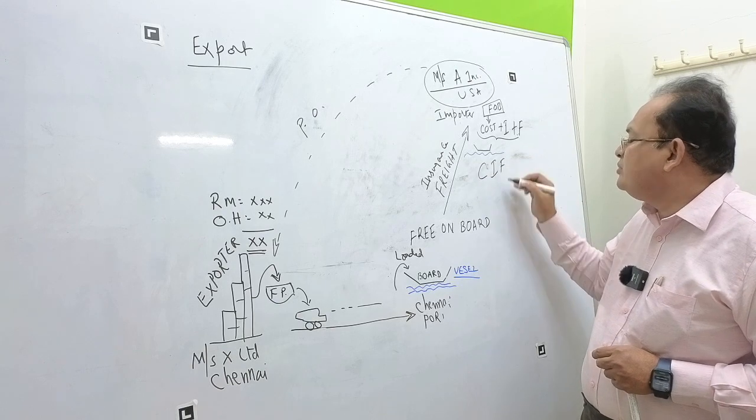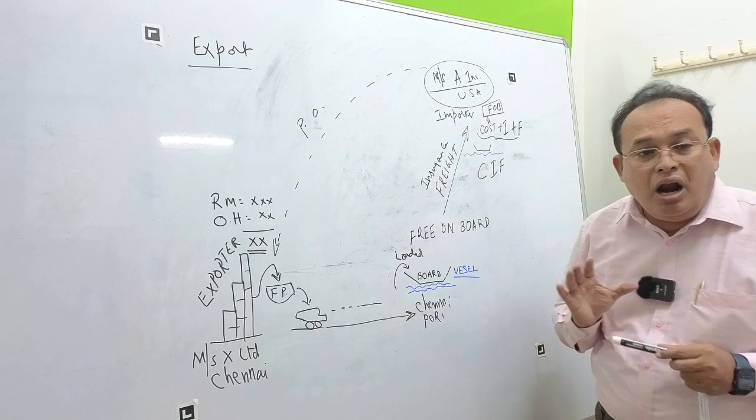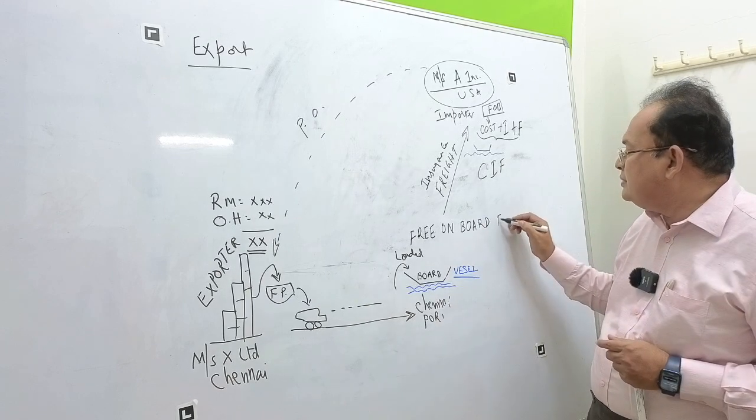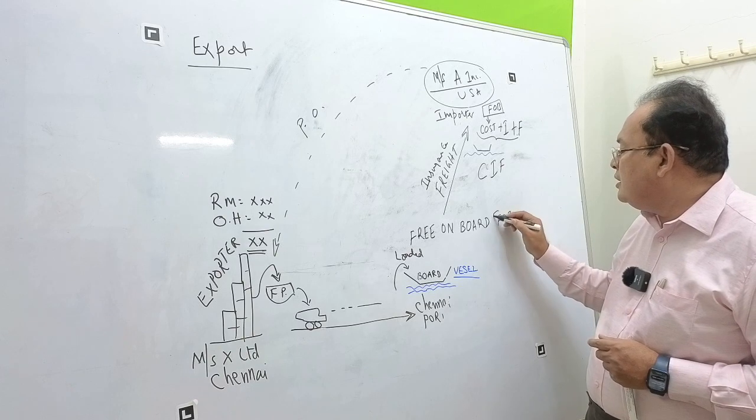CIF. Now, all our exports should be at FOB value. Free on board means FOB.